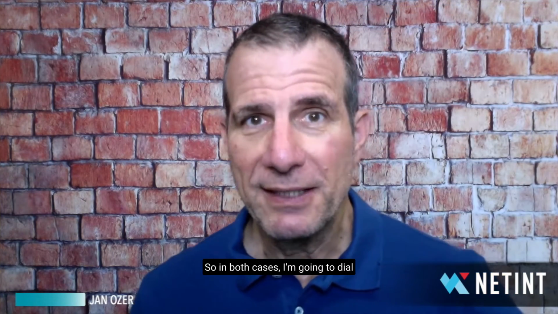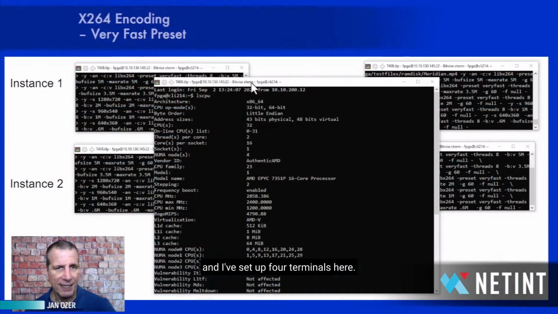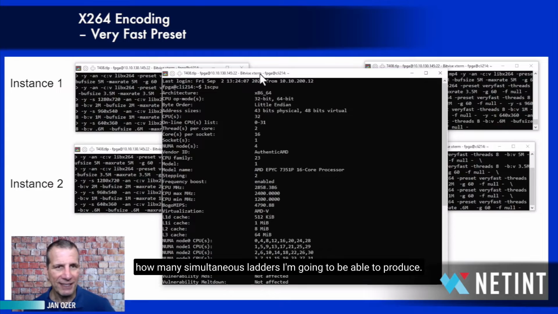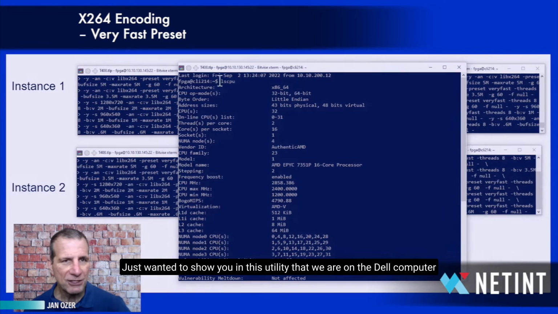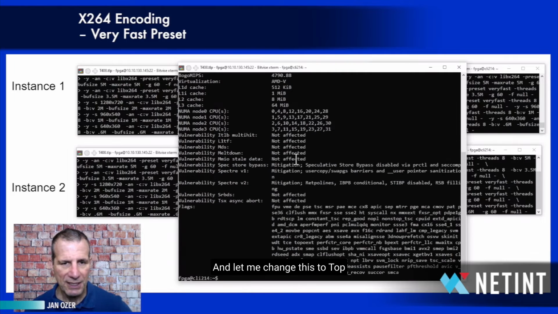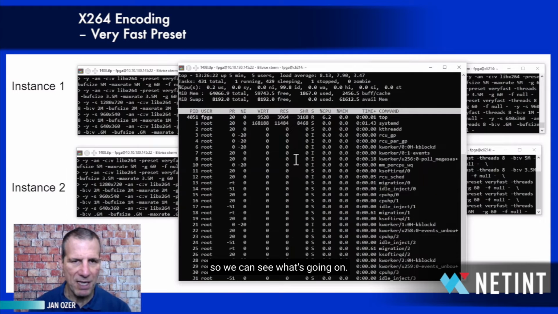In both cases, I'm going to dial into the system remotely via SSH and Bitvise, and I've set up 4 terminals here. I think I have a pretty good idea how many simultaneous ladders I'm going to be able to produce. I just wanted to show you in this utility that we are on the Dell computer with the AMD EPYC 7351 16-core processor with 32 total threads. And let me change this to top so we can see what's going on.